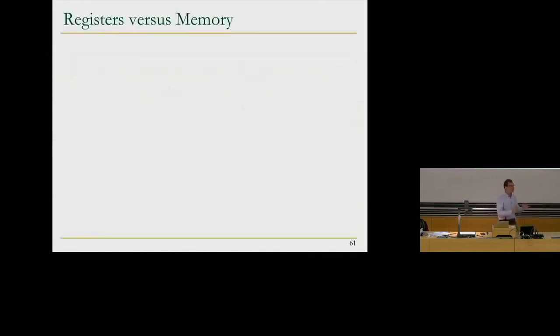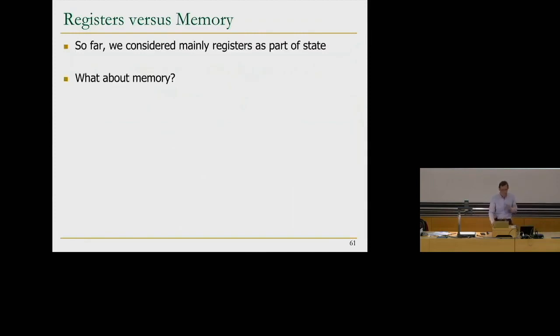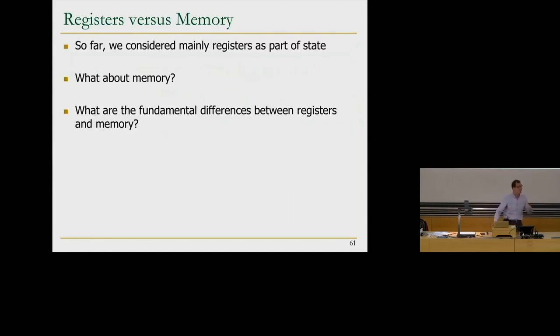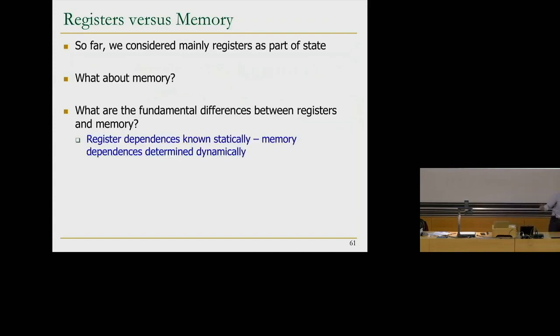So we've talked about registers. Actually, handling registers added a lot of complexity to the system, right? But it's actually the easy part. So we considered mainly registers as part of the state. What about memory? There are multiple fundamental differences between memory and registers. The first one is really interesting because it's going to cause a lot of complexity and headache in the design.